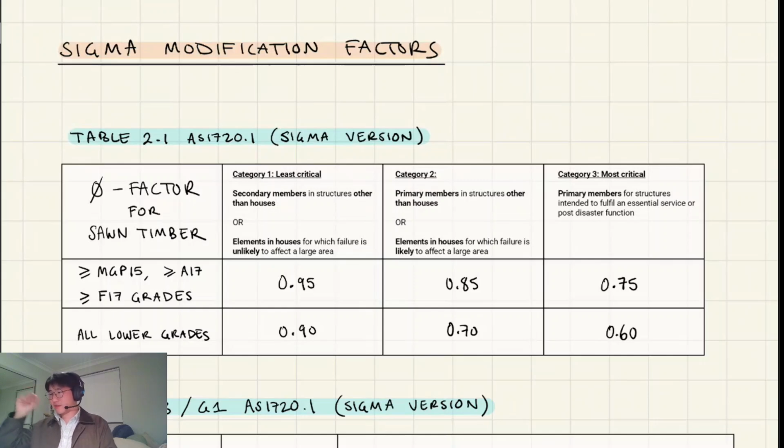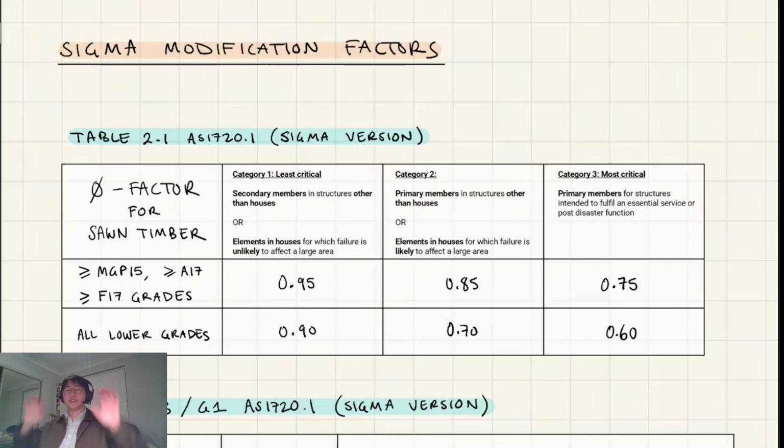I want to talk about the categories briefly. The difference between a primary member and a secondary member is essentially that if the primary member fails, there's a good chance the building will just come down. But if a secondary member fails, that's not necessarily the case. So a primary member might be like a transfer beam in a large building which is holding up several other beams. Oh, sorry, that's not what a transfer is. Maybe not a transfer, just a primary rafter or something like that, let's say, in the roof of a steel warehouse. Whereas a secondary member would be like the purlins acting in a warehouse.